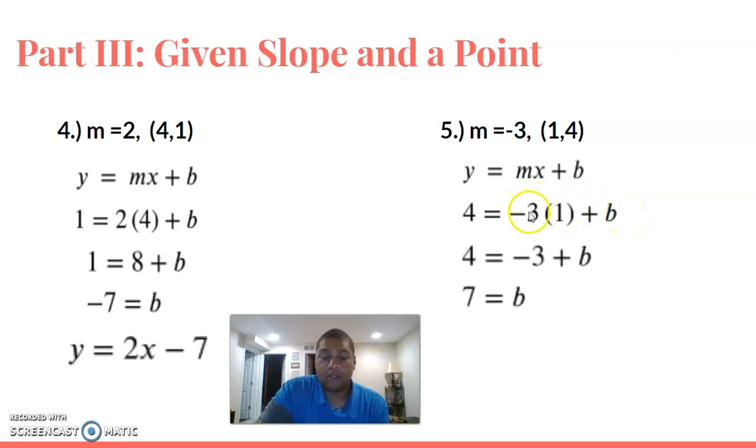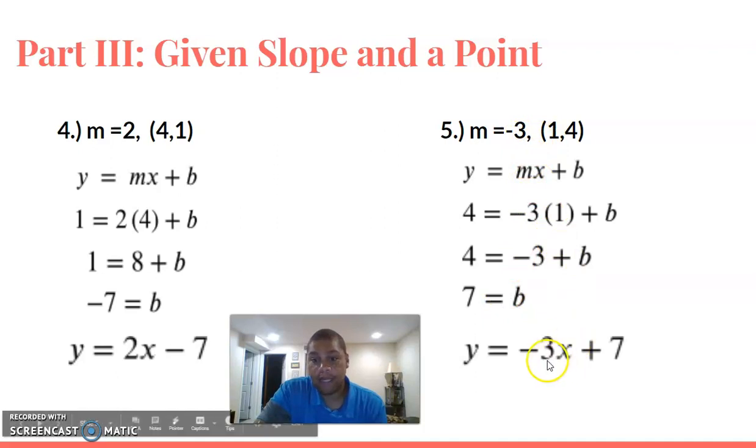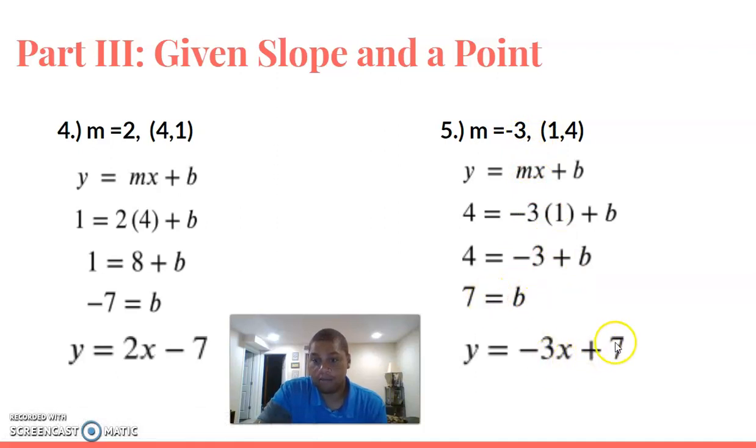-3 times 1 is -3. Add 3 to both sides. b is 7. Okay. Solving simple equations there still. Now that I know what b is, now that I know what m is, y equals -3x plus 7. Okay. All right.